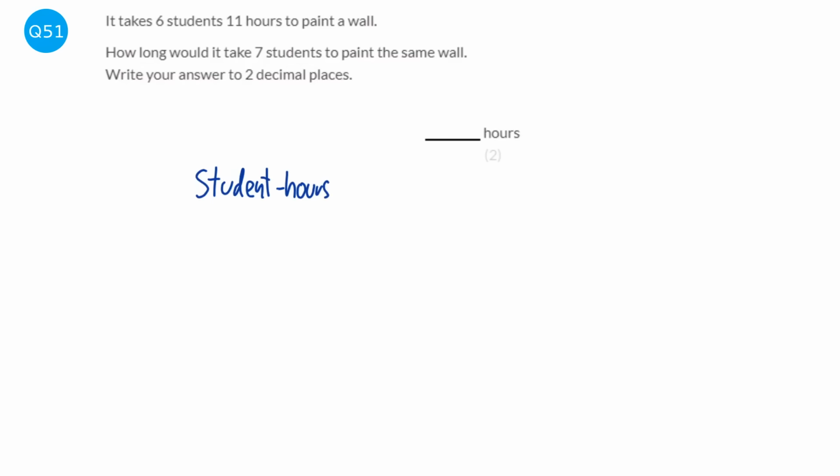To be able to work out this question, we need to work out the amount of student hours required to paint the wall. And to work that out, we've got 6 students and it takes them 11 hours. So 6 times 11 means it's going to take 66 student hours. So if we had 1 student, it would take 66 hours. 2 students would be half of that because they share the work, and so on. So here we've got 6 students and take 11 hours.